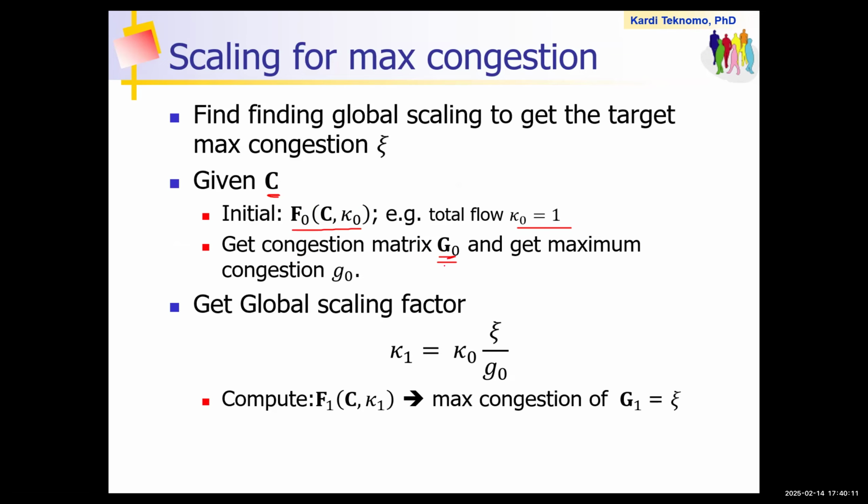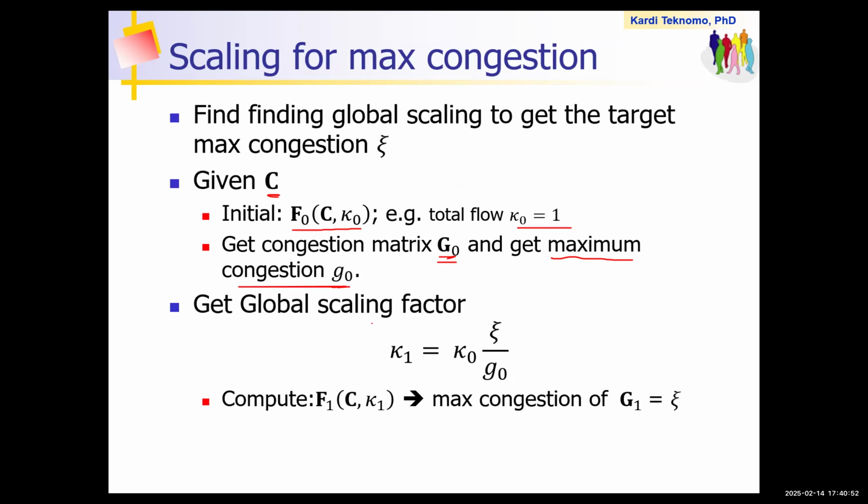From G0, you will get the maximum congestion. The maximum congestion is, let's say, small g. From here, you get what is called the global scaling factor. So K1 equals K0 times this one, and this is actually the maximum congestion. The maximum congestion now becomes the global scaling factor.